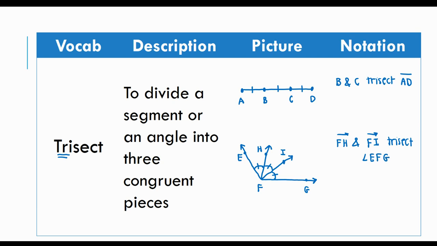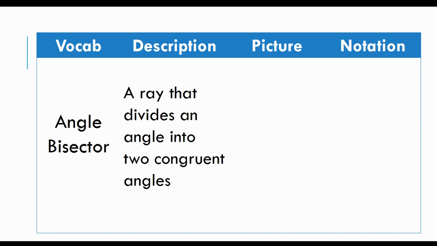Okay, so when it's a segment, it's points that trisect. Technically, I could have had segments that help trisect or anything along those lines. Here, when I'm talking angle, it's rays that trisect.